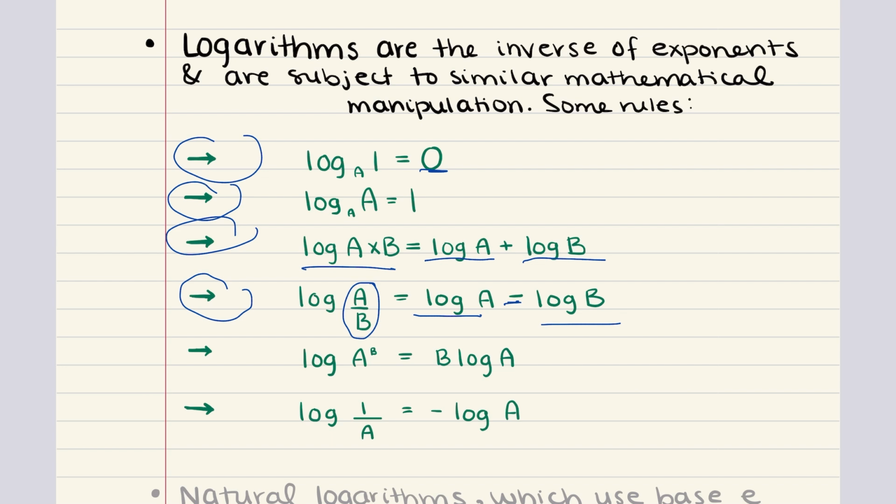The fifth rule states that the logarithm of a number raised to an exponent is equal to the exponent multiplied by the logarithm of the base number. So in other words, log A raised to the power of B is equal to B multiplied by log A. And then the last rule is the reciprocal rule of logarithms, and it explains that the logarithm of the reciprocal of a number is the negative of the logarithm of the number. So log 1 over A is equal to negative log A.